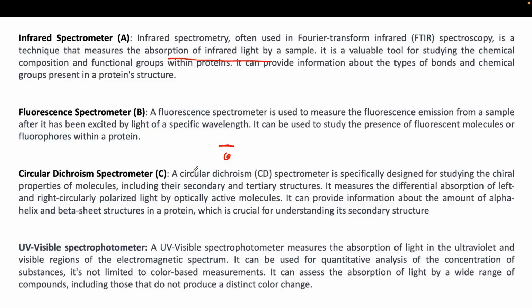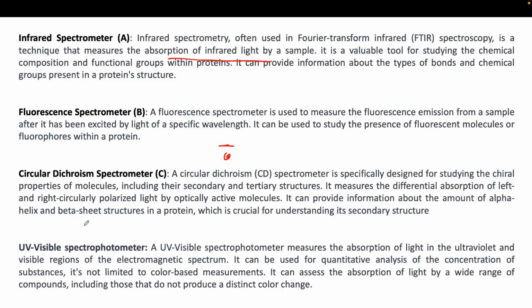That's why we generally do not study carbohydrate-related or lipid-related properties through the circular dichroism spectrophotometer. Only for protein can we identify either secondary or tertiary structure, but mainly we find the secondary structure, like the alpha helix and the beta structure of the protein, through circular dichroism spectrophotometry.